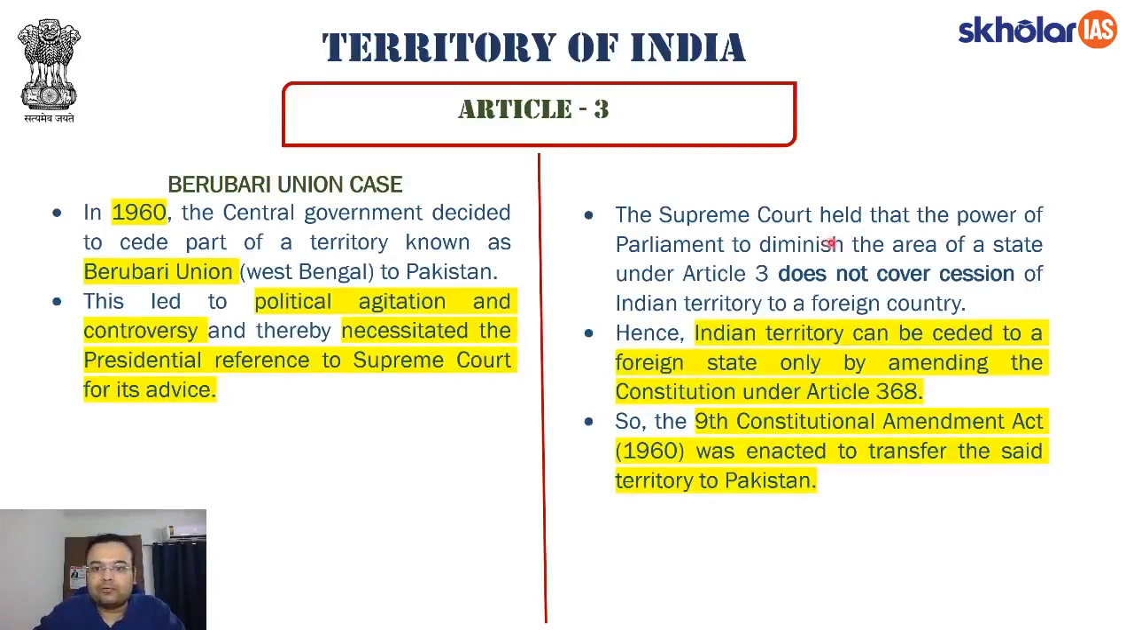Supreme Court held that the power of Parliament to diminish the area of a state under Article 3 does not cover cession of Indian territory to a foreign country. Hence, Indian territory can be ceded to a foreign state only by amending the Constitution under Article 368. What is Article 368? It is the amending procedure of the Constitution. We will come to that when we study the amendment of the Indian Constitution.